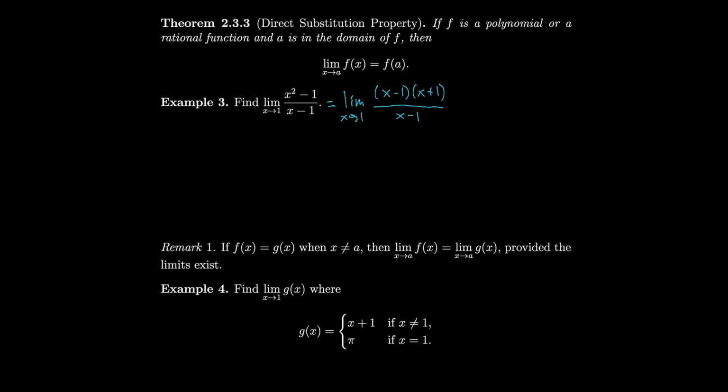However, remember that by definition, we evaluate limits nearby a point, but not at the point itself. So we're not going to actually consider x values where x is equal to 1. That means we can cancel out the x minus 1 on top and bottom because x is not equal to 1. So we get the limit as x approaches 1 of x plus 1 all by itself, because the x minus 1's cancel, which is just 1 plus 1.